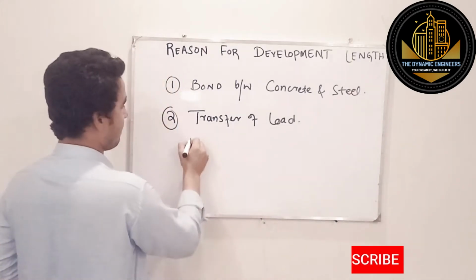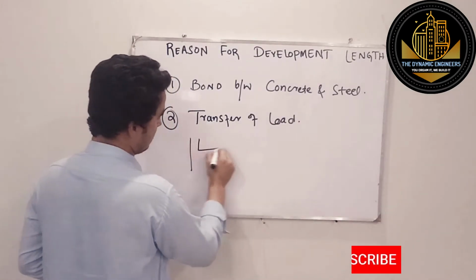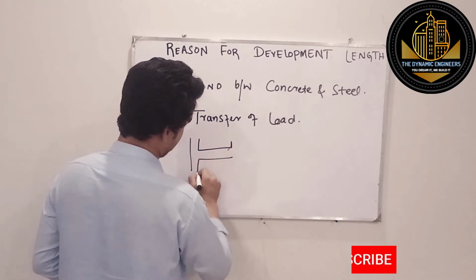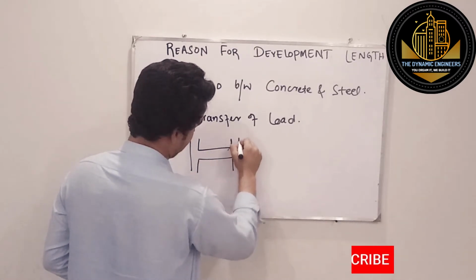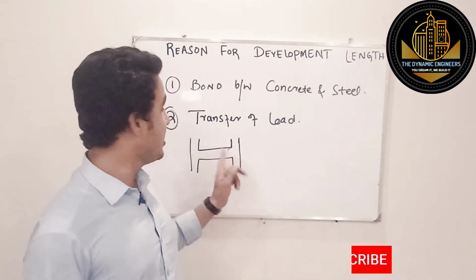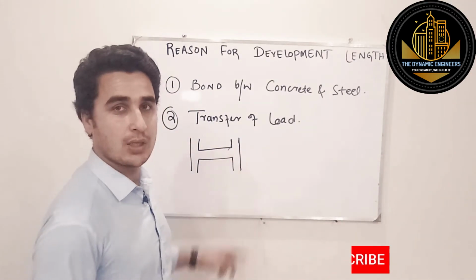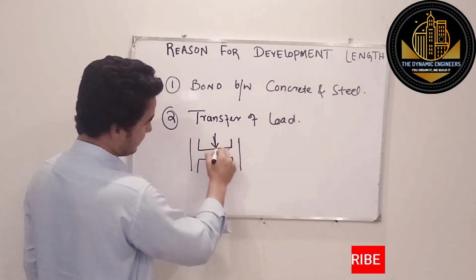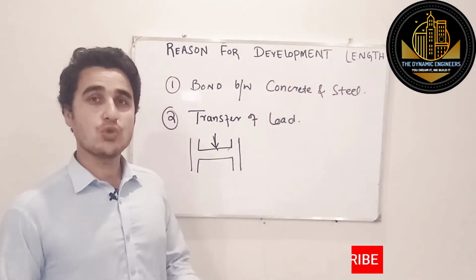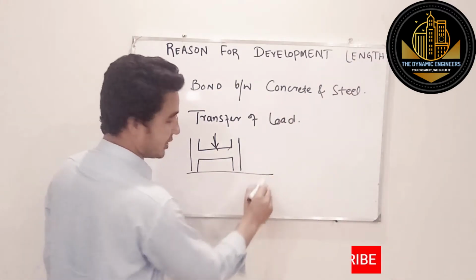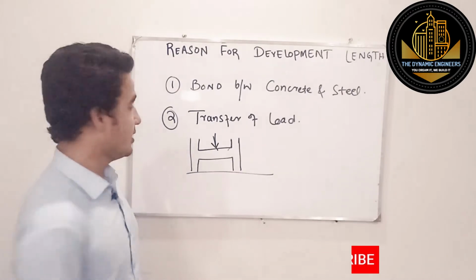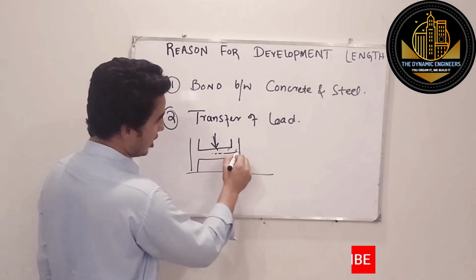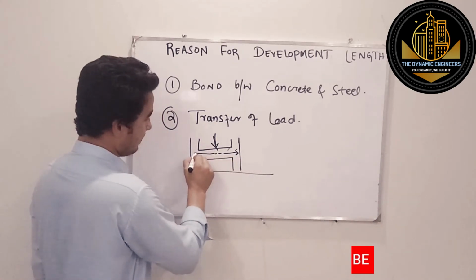Just look at this. This is a simple beam column connection. So if a load is applied over this beam, then this load is supposed to be transferred down to the foundation. So to transfer it, this beam will have to transfer this load to this column and this column.